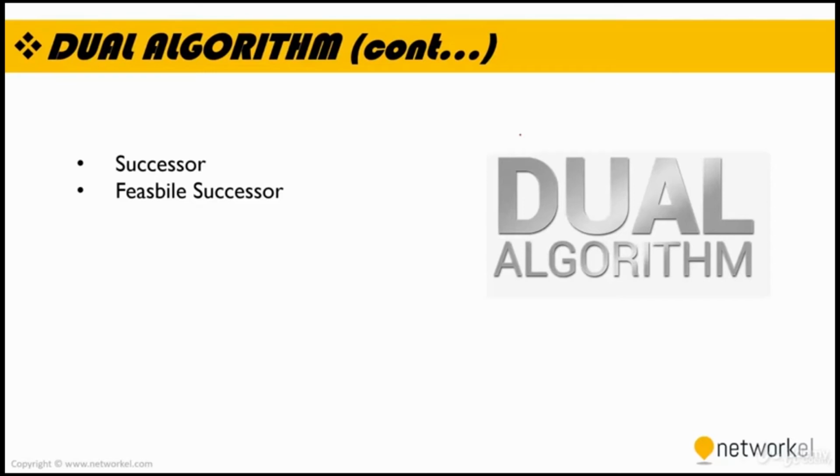And we also have two important terms here, the successor and the feasible successor. The successor is the primary route used for reaching a destination. The feasible successor is the next-hop router that is guaranteed not to be a part of a routing loop for a particular destination. This condition is verified by testing the feasibility condition rule, which says the advertised distance should be smaller than the feasible distance of the successor.